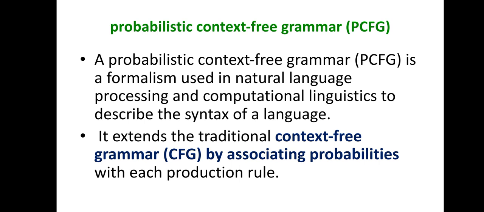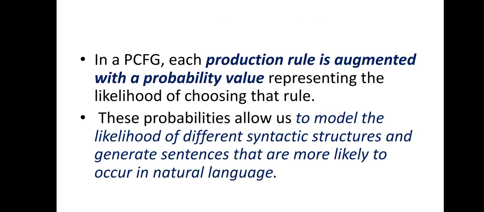But if we want to analyze which sentence is the best, then we can go for a probabilistic context free grammar. The probabilistic context free grammar is a formalism used in natural language processing and computational linguistics to describe the syntax of a language. It is the same as phrase structure grammar, but we add probabilities to the production rules, so it is augmented by probability values.